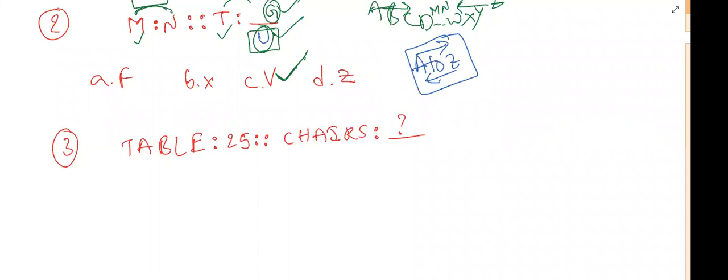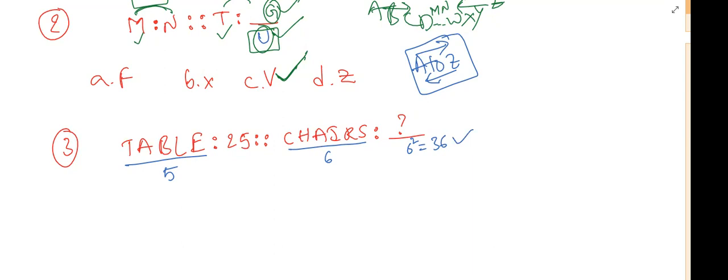Any more logics? See, how many letters are there? Five. 5 square. Here, how many letters are there? Sir, 6. So it is 6 square, 36. Okay, sir. So what if 36 is not available in the options?